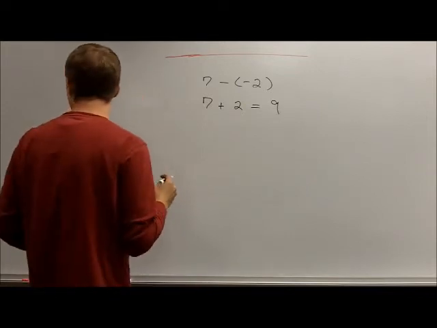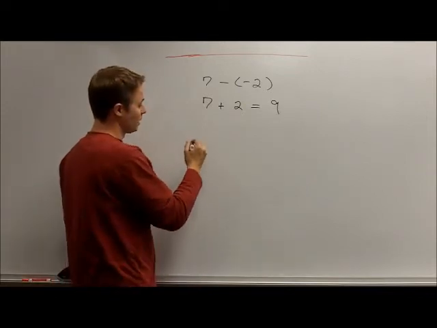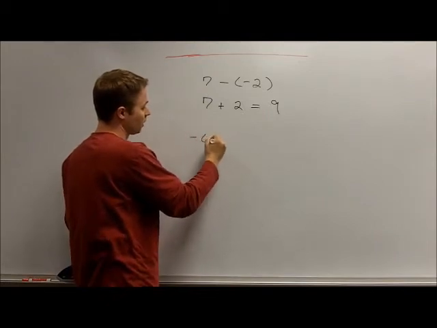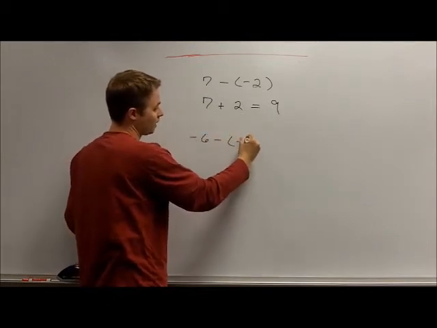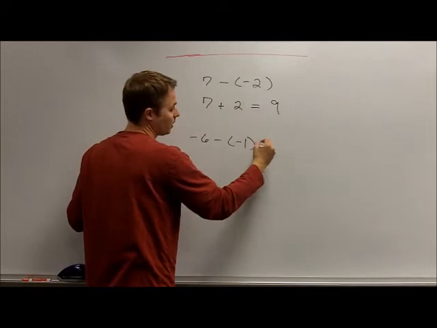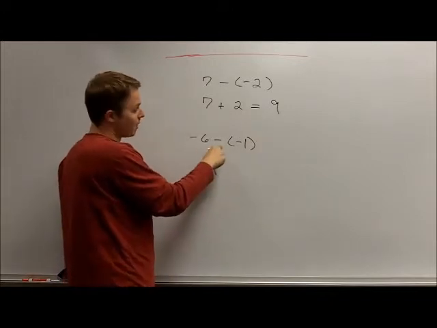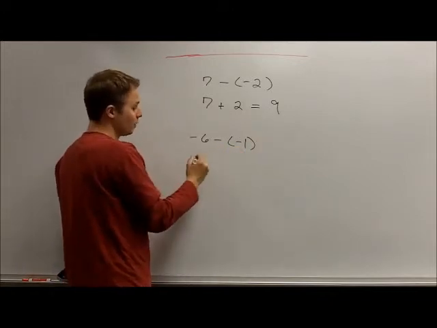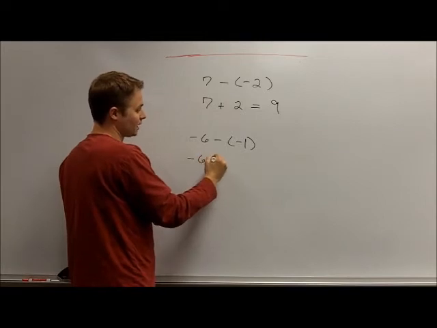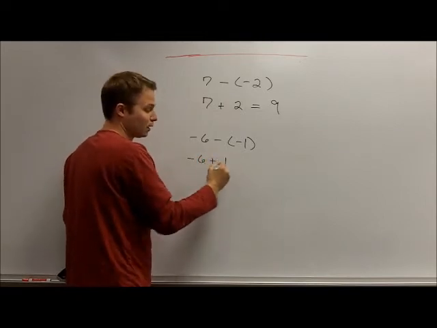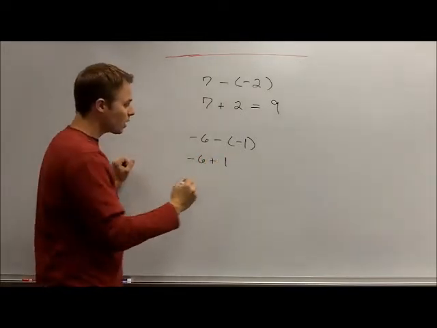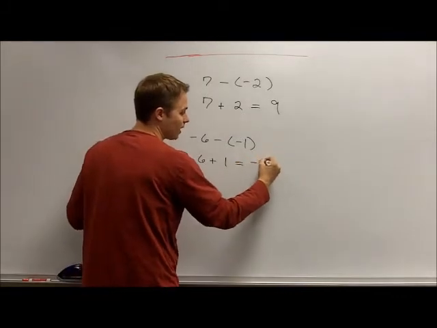What can be a little confusing is if we start with a negative number and then subtract a negative number from this. So negative 6 minus a negative 1, we really need to think of this as negative 6 plus a positive 1, which is negative 5.